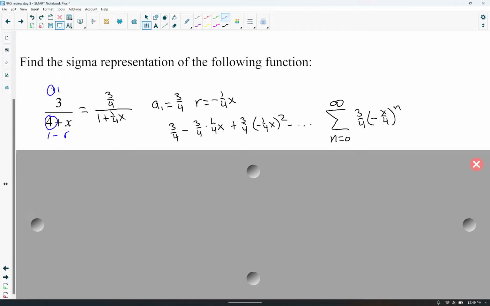I got to get this to a 1 by dividing everybody by 4, and then we can make it minus just by going minus minus. So a sub 1 is 3/4, r is -1/4 x, and find the sigma. So I wrote a few out, and then here is the actual sigma notation for that.